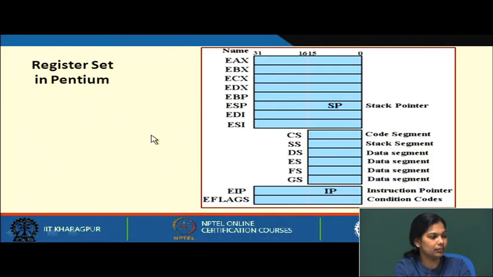So, this is the register set in Pentium. Here you can see that it does not have a large number of registers, although they have got some. These are the code segment, stack segment, and data segment, but it does not have a large number of registers. Also, the program counter, which they call the instruction pointer, and they have some conditional code flags, and there are several other registers to perform different kinds of jobs.